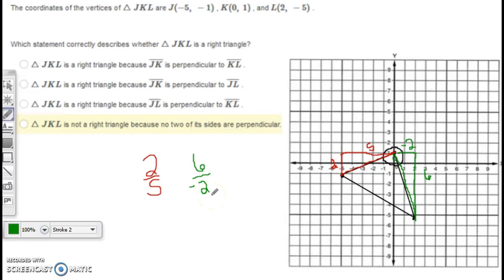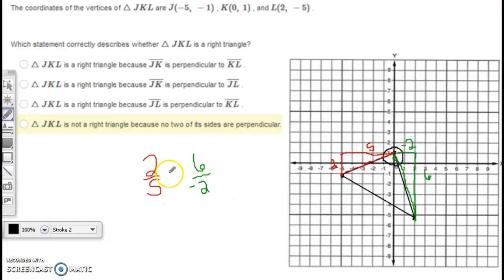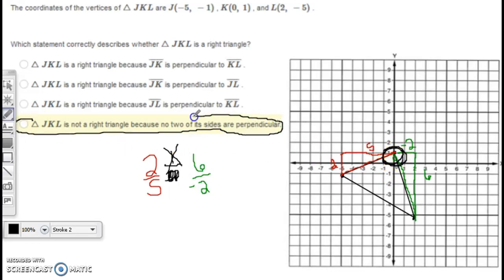And for it to be a right angle, they have to be opposite reciprocals. Remember, perpendicular means you have to change the sign and flip it. So these are not perpendicular. Let's see. I don't know how to write that. That's perpendicular. These are not perpendicular. And that was the only hope that we had of a 90-degree angle. So this is not going to be a right triangle.